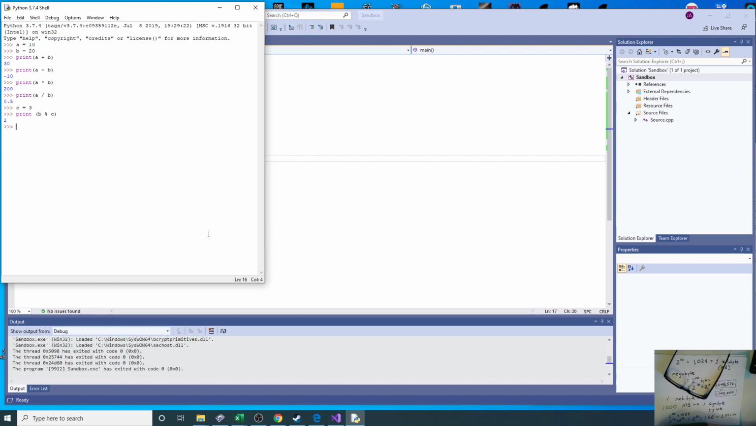So let me set a equal to 2, and I do print a double star 2, a to the power of 2, that should give me 4. If I do a to the power of 10, that should give me 1024. And so the double star in Python is the superscript. It's a to the power of. Right? So now let's see what happens if we try to illustrate some of the things we were doing in the video.